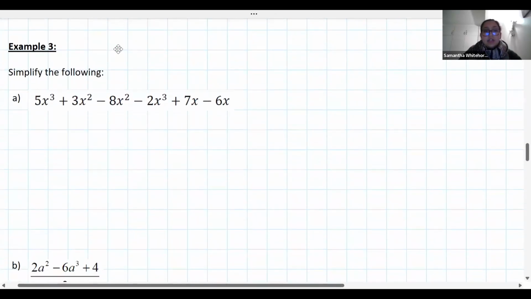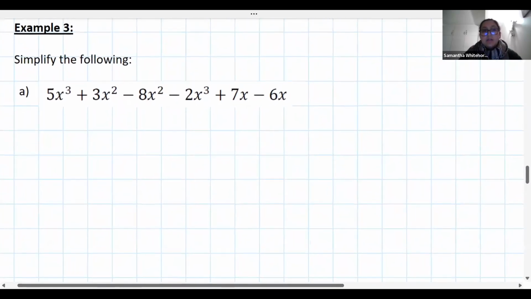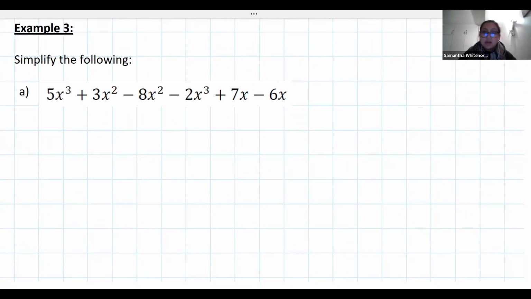Alrighty, guys. So what I want you to try all by yourselves, because you can do it, is this first example. So I want you to simplify. I'm not giving you any hints. I'm not going to say anything. I want you to simplify. Answers in the chat, and we'll have a look in a minute or two.